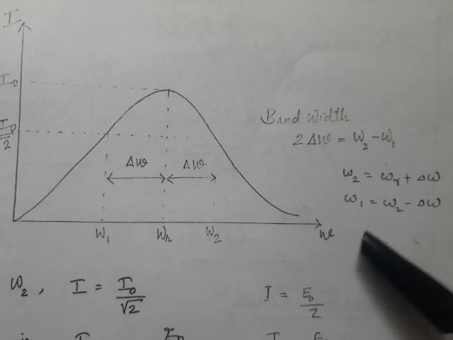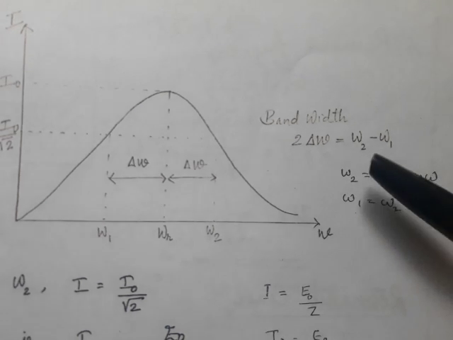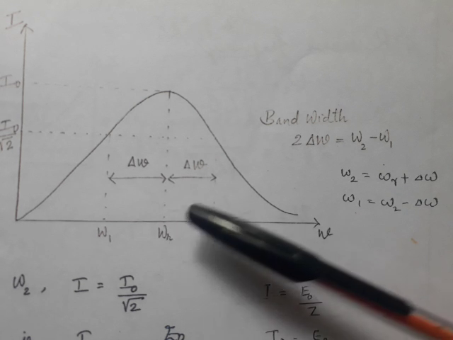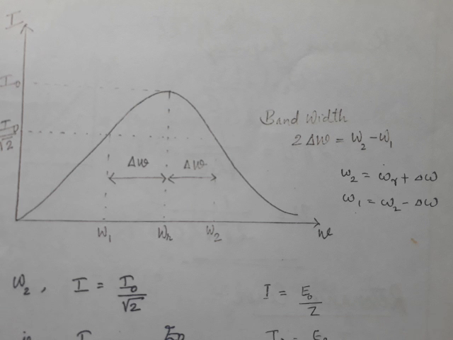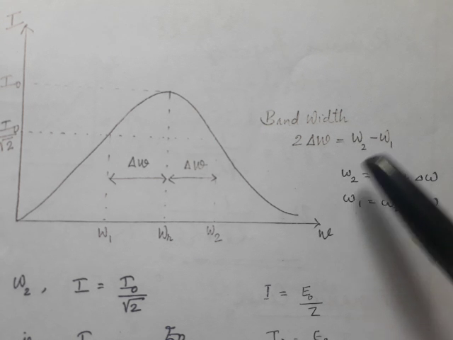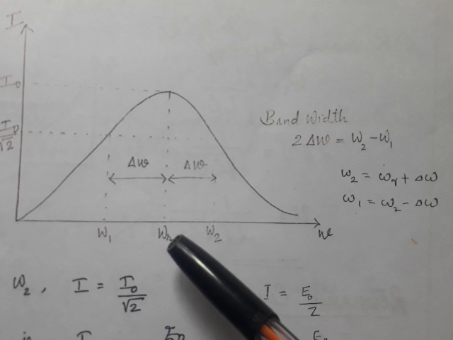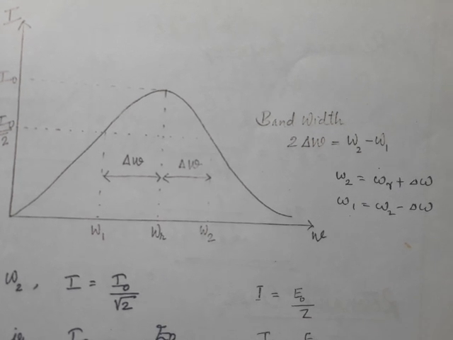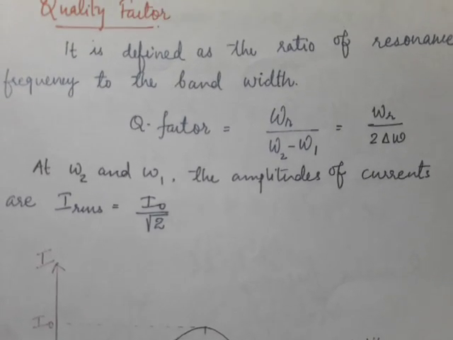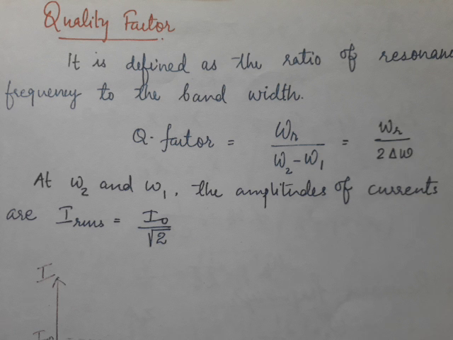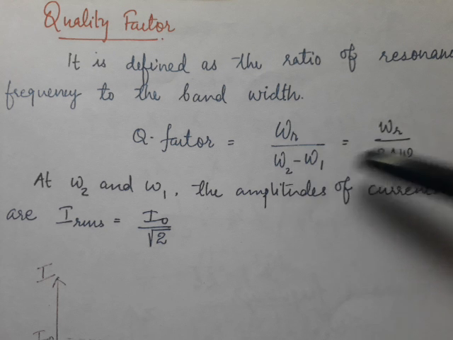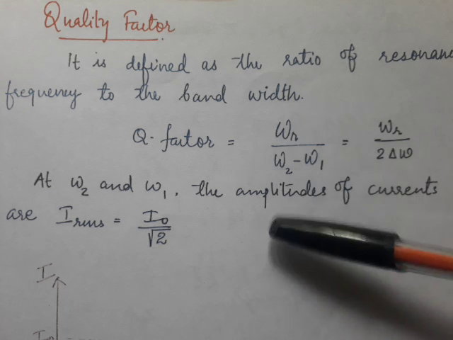From that we can rearrange and write omega 2 and omega 1 separately. Omega 2 is omega r plus delta omega, and omega 1 is omega r minus delta omega. Now this resonance frequency omega r, if you divide it by the bandwidth, that is omega 2 minus omega 1 or 2 delta omega, both are bandwidth. So this resonance frequency divided by bandwidth we call by a name that is known as Q factor or quality factor. That is our today's topic, Q factor or quality factor. So it is nothing but the ratio of resonance frequency to the bandwidth, that is omega r by 2 delta omega or omega r by omega 2 minus omega 1.